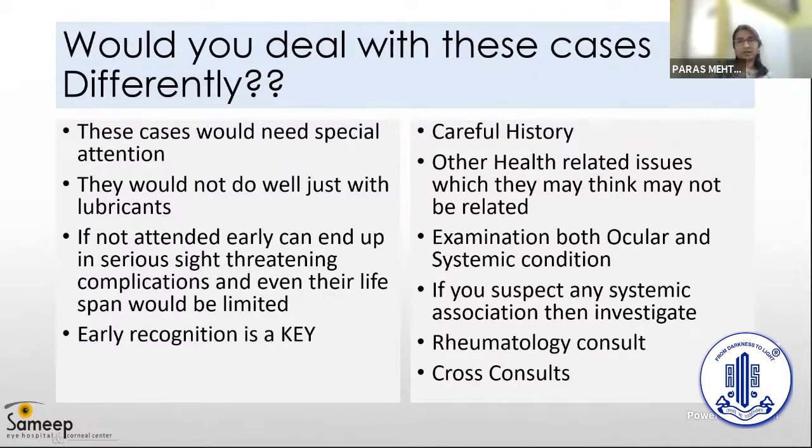A careful history, including other health-related issues which they may think are not related, but you may have to ask positively. Examination of both ocular and systemic condition will also reveal a lot of other information. If you suspect any systemic association, then investigate this patient thoroughly. A rheumatology consult is mandatory, and sometimes a cross consult.